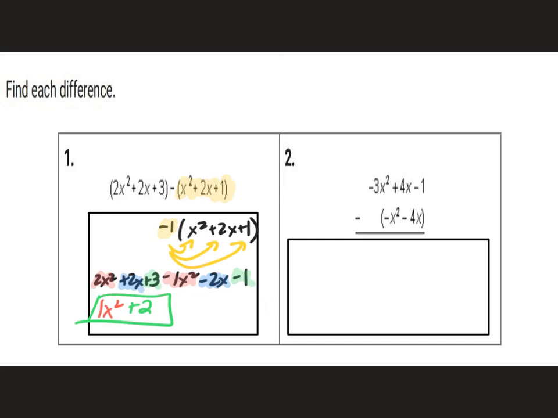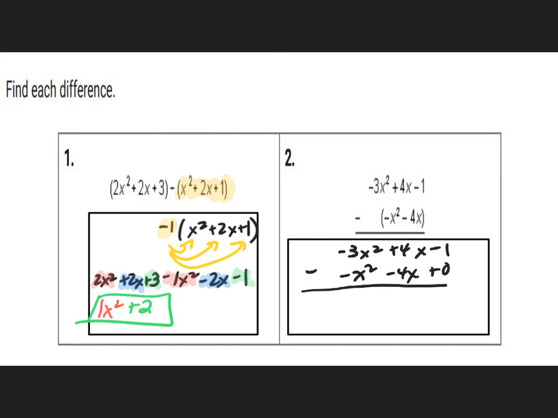Let's look at the second one. I have -3x squared plus 4x minus 1 minus -x squared minus 4x. So I see that those like terms are not horizontally stacked on top of each other. So I'm going to just do that really quickly. So I'm going to just copy down the first expression, -3x squared plus 4x minus 1. And then I have minus, and I'm going to put this -x squared directly underneath this 3x squared. I'm going to put this minus 4x directly underneath that 4x. And then I don't have a constant term, so I'm going to just fill that in with a 0.